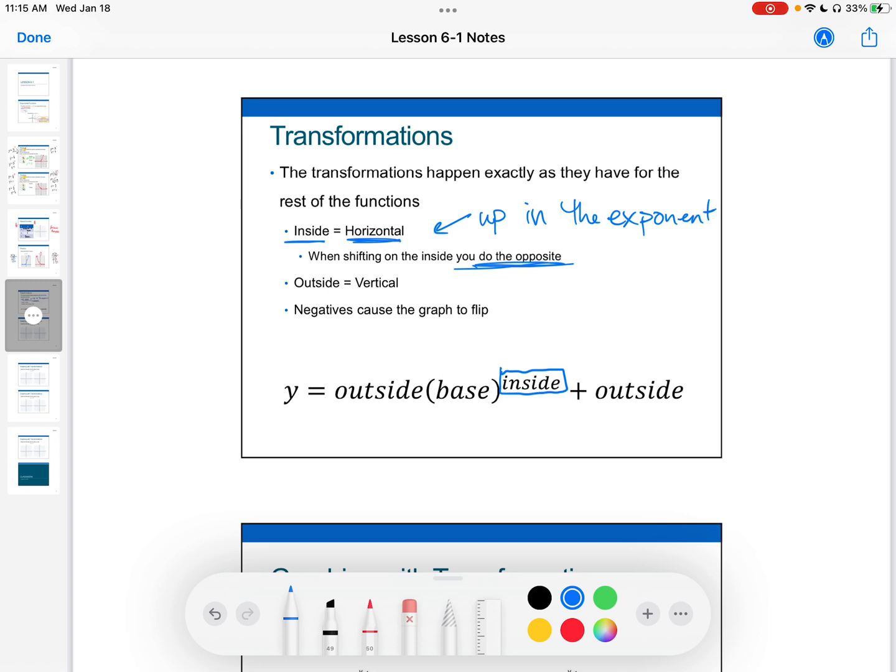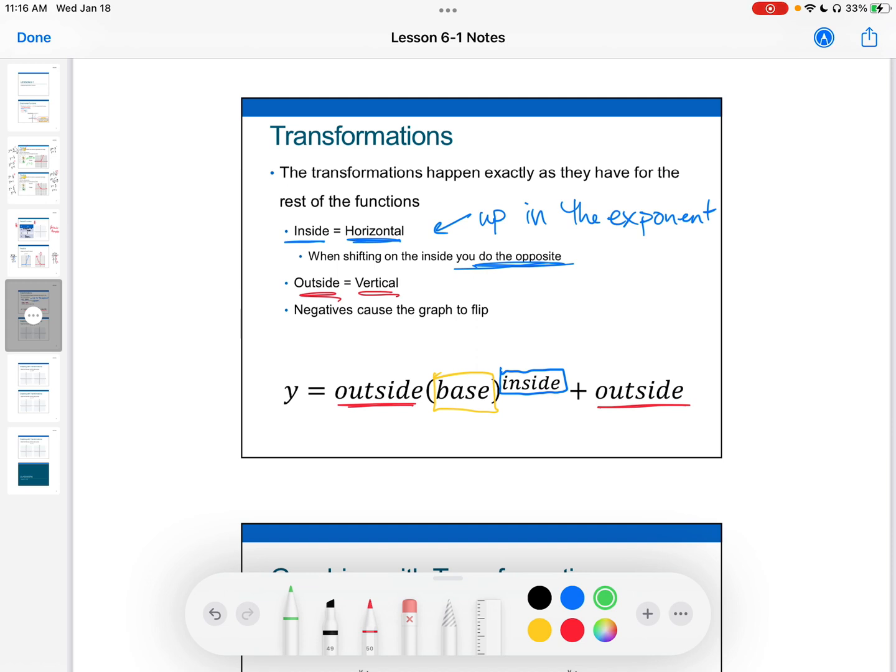Now outside, that's going to cause our vertical shifts. Your outside is going to be anything that is in front of the base or added or subtracted back behind it. The important part to understand with this one is that the base determines your parent function. The base has nothing to do with horizontal, vertical, anything like that. The only thing the base does is tell you what your parent function is.